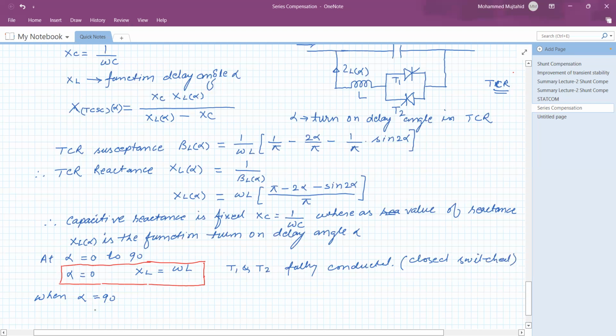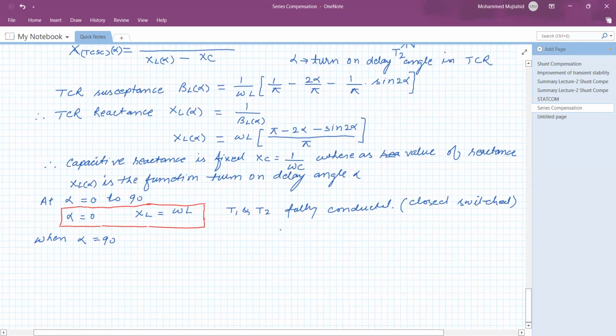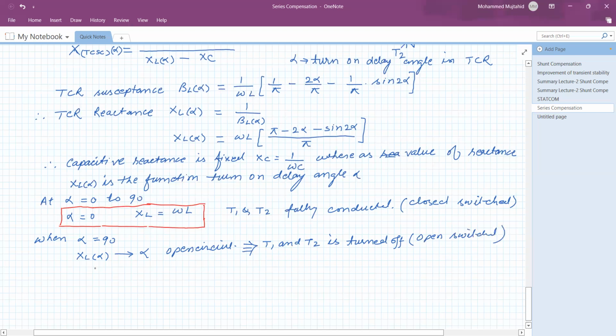Whereas when alpha is equal to 90, the turn on delay is 90 and there is no conduction at all. Therefore XL, which is a function of L, goes to an infinite value. Infinite value means it is an open circuit. Why is it an open circuit? Because T1 and T2 are turned off. It means that the switch is open. Under such condition, the value of XL is infinite.